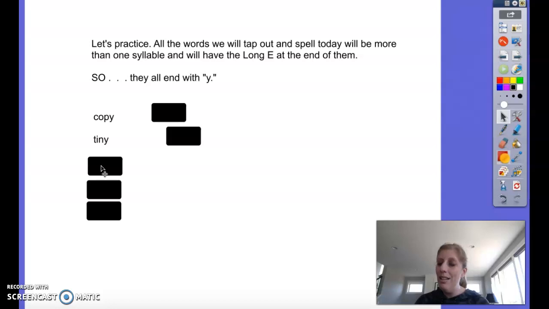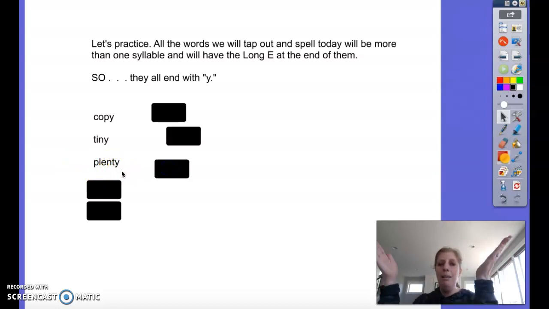The next word I want you to try to spell is plenty. So the first syllable is plen, P-L-E-N, and the second syllable is T-E. Sounds like it's just an E, but remember, it's spelled Y, T-Y, P-L-E-N-T-Y, plenty.